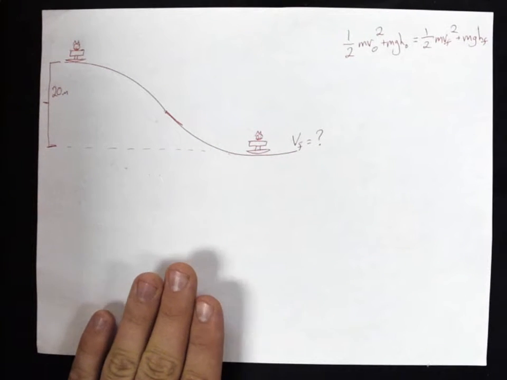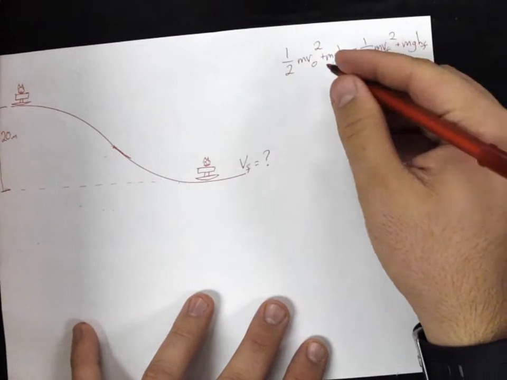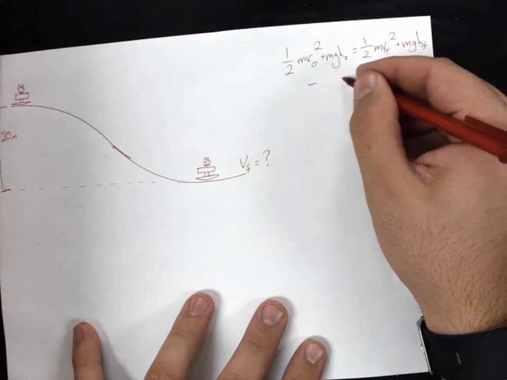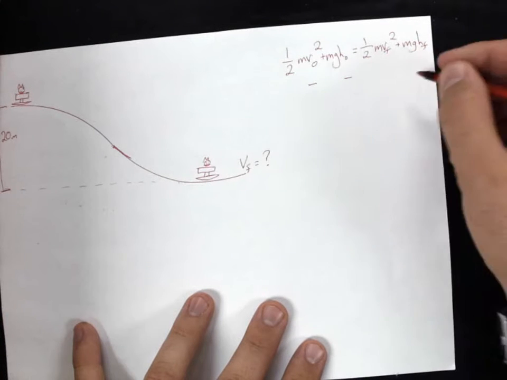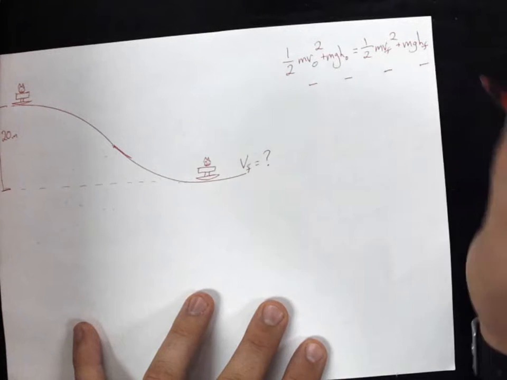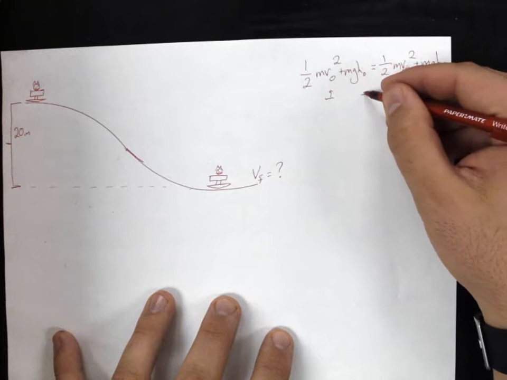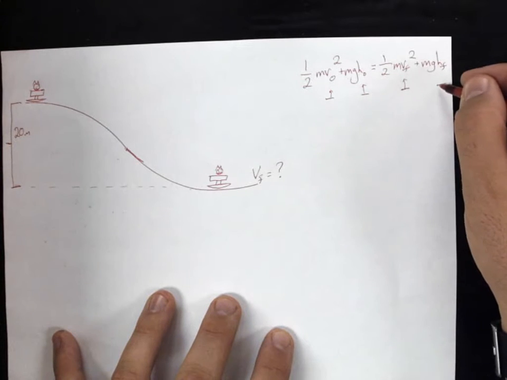Always, always, always, always. What do we have in terms of pieces? If we look at our conservation of energy, we have four pieces that matter: v initial, height initial, final velocity, and height final. Those are the four pieces that matter. So it's a matter of finding out who these pieces are.